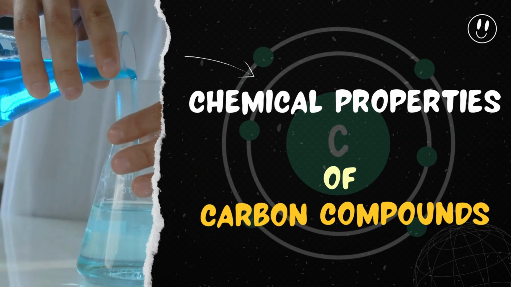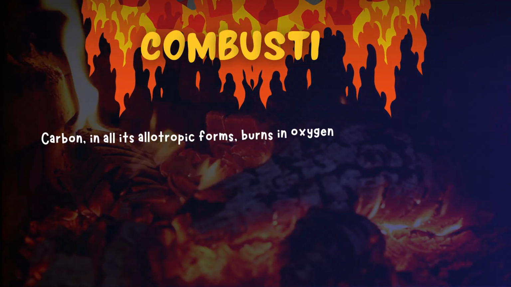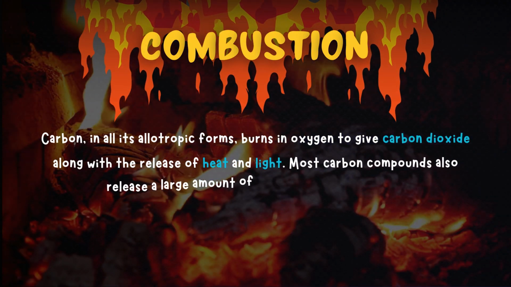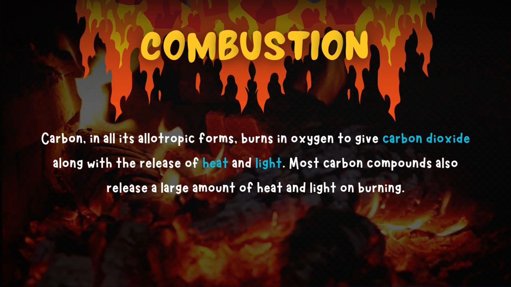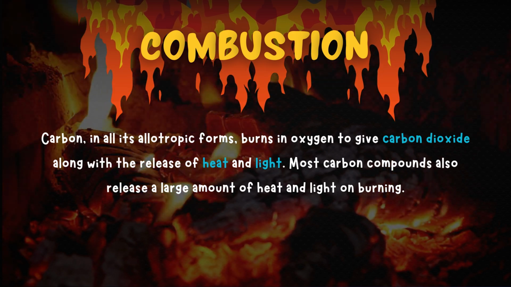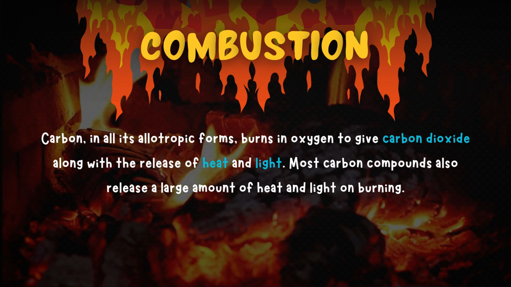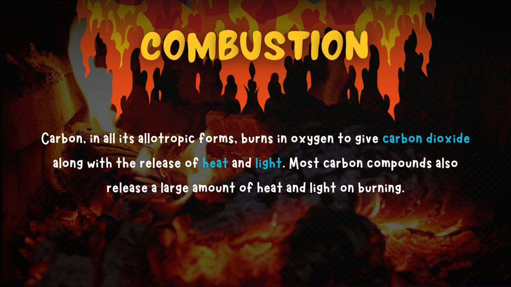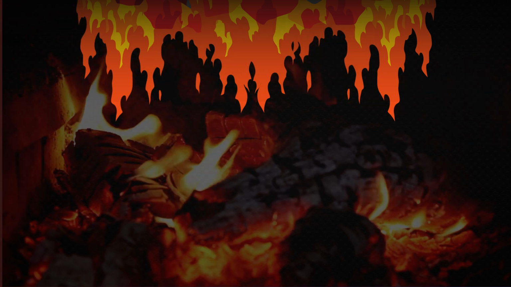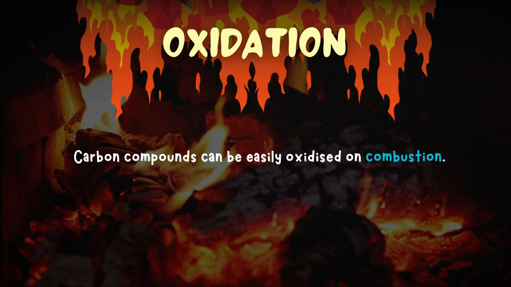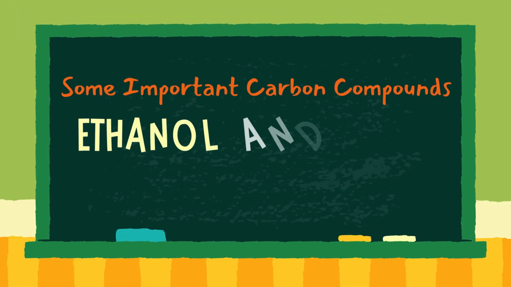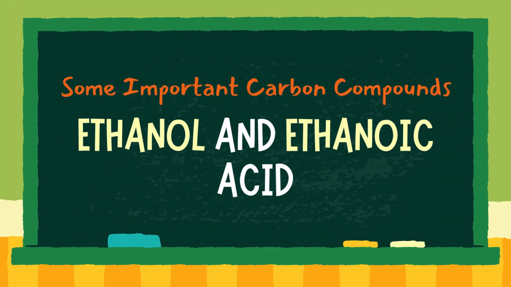Chemical properties of carbon compounds. Combustion. Carbon, in all its allotropic forms, burns in oxygen to give carbon dioxide along with the release of heat and light. Most carbon compounds also release a large amount of heat and light on burning. Oxidation. Carbon compounds can be easily oxidized on combustion. Some important carbon compounds: ethanol and ethanoic acid.